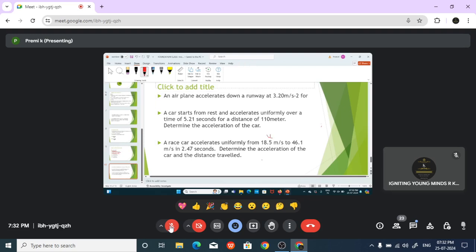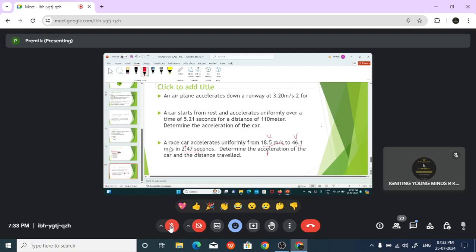Yeah, you will say. Just say it correctly. You have said it correctly. V is equal to U plus AT, ma'am. Yeah, correct. The first formula that has to be used is V equal to U plus AT. Here, the initial velocity U is given as 18.5 meter per second, and the final velocity V is given as 46.1 meter per second, and the time is 2.47 seconds. Determine the acceleration.